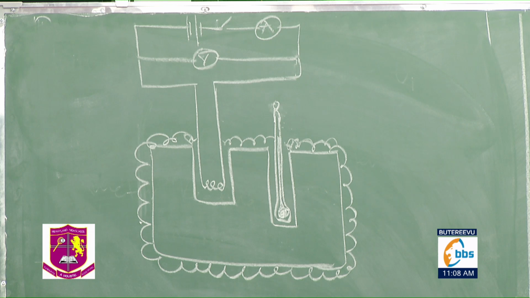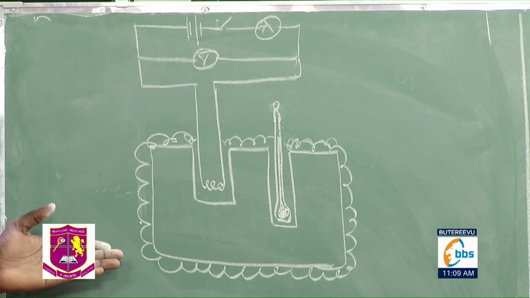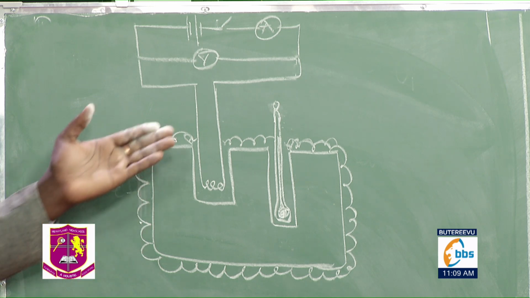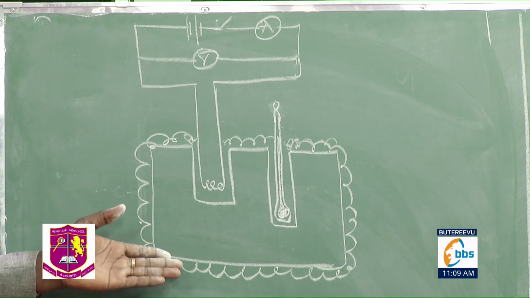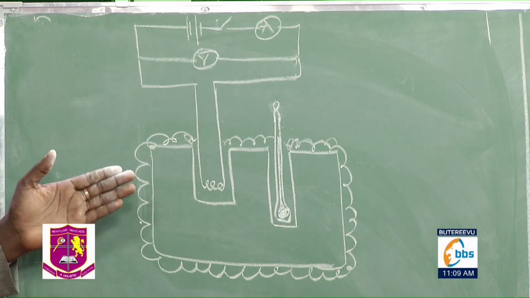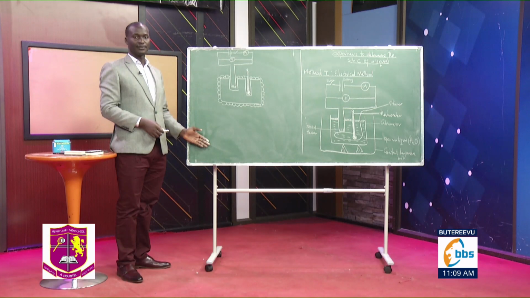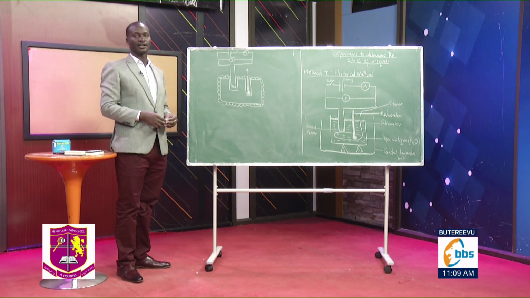So, this will be my setup for determining the specific heat capacity of a solid using the electrical method. Even in this method, I need the mass of the specimen. I need to take the temperature reading. I need to heat it up to a certain temperature change, then go through the same steps, treat the results, and then come up with the final expression.